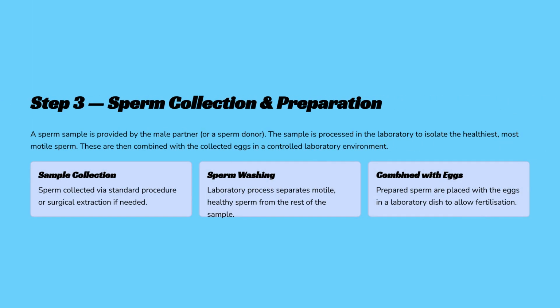Step 3 is sperm collection and preparation. The partner or a donor provides a sample, which is processed in the lab to isolate the healthiest, most motile sperm. These are then combined with the collected eggs in a controlled environment to allow fertilization.